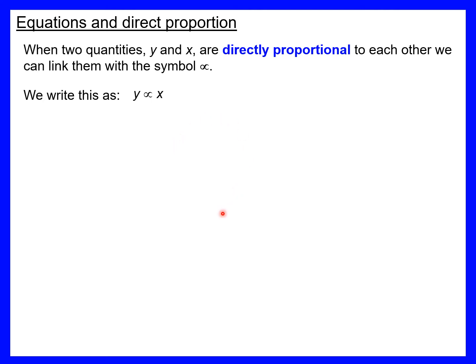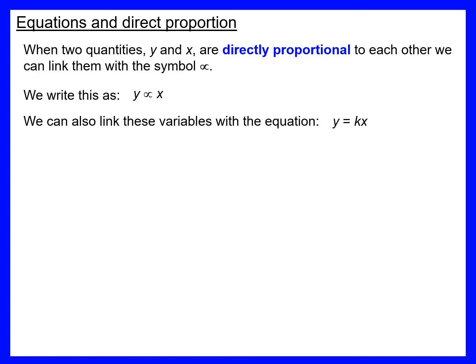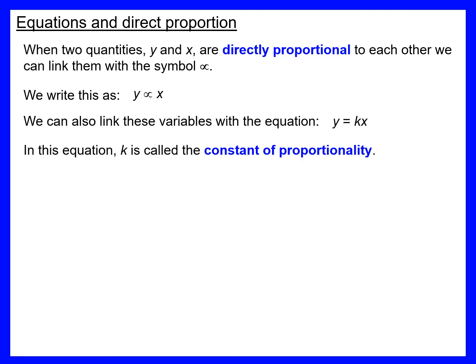Now, as well as writing it as a proportion statement, we can also write it as an equation. So we've got y is equal to kx. This letter k is our constant of proportionality. That was our exchange rate when we did it with money, but it's called the constant of proportionality. It's what we're going to multiply x by to find a value of y.